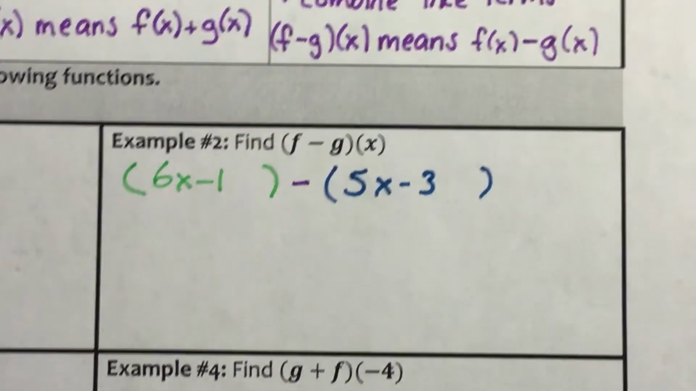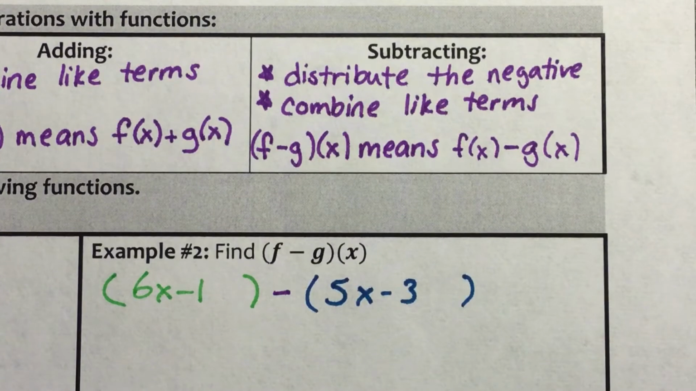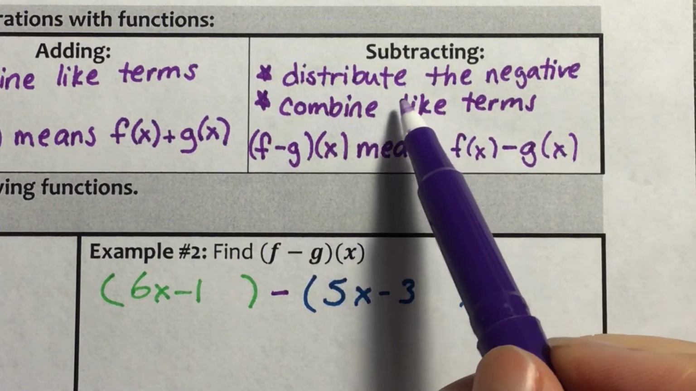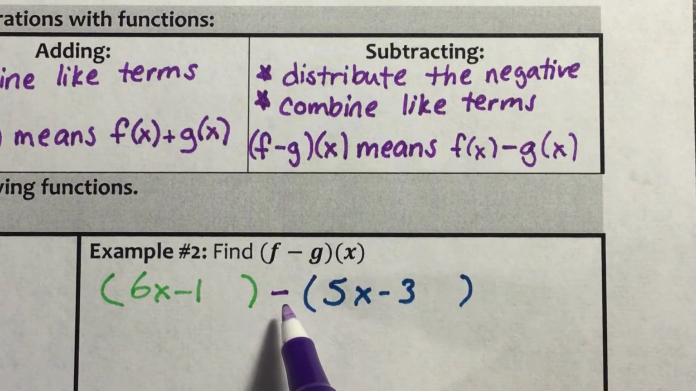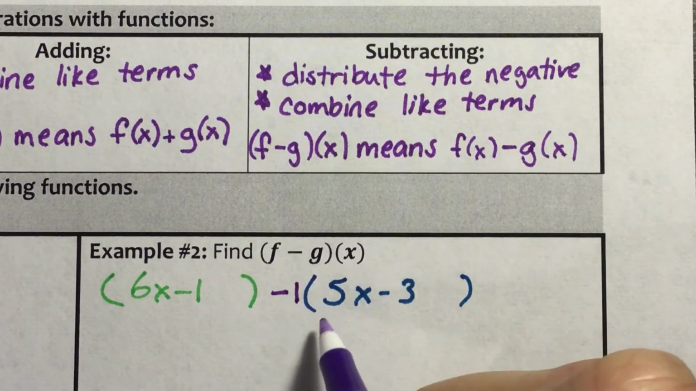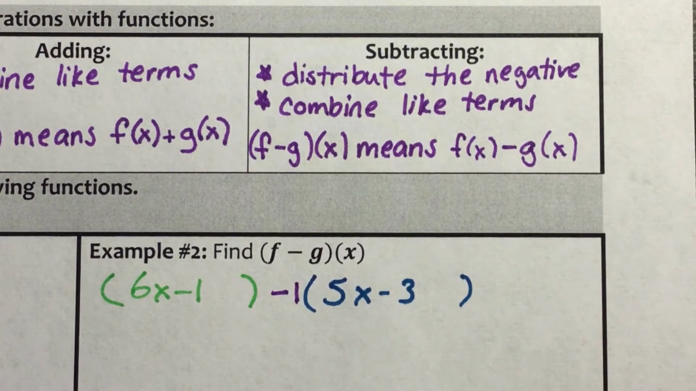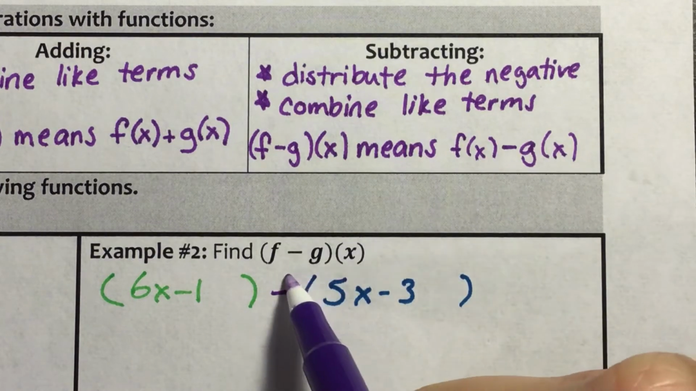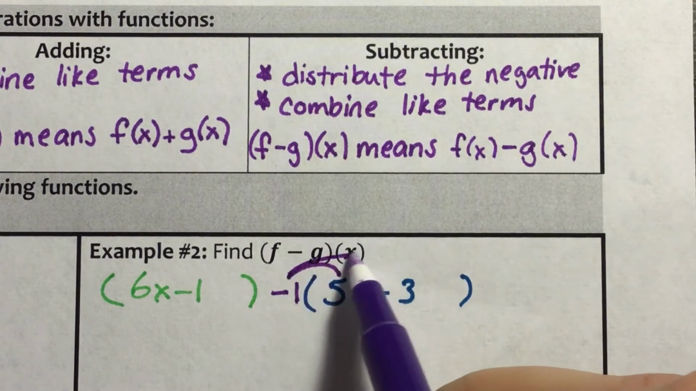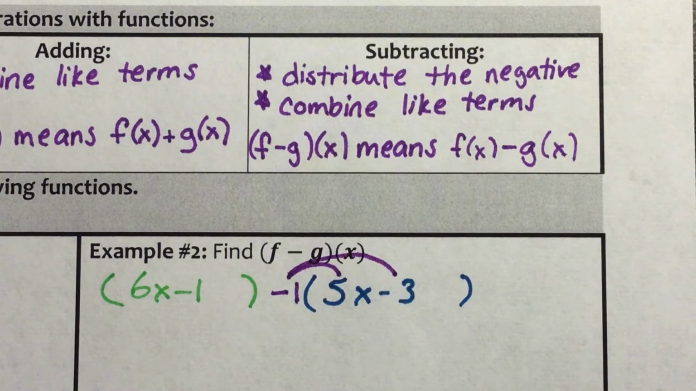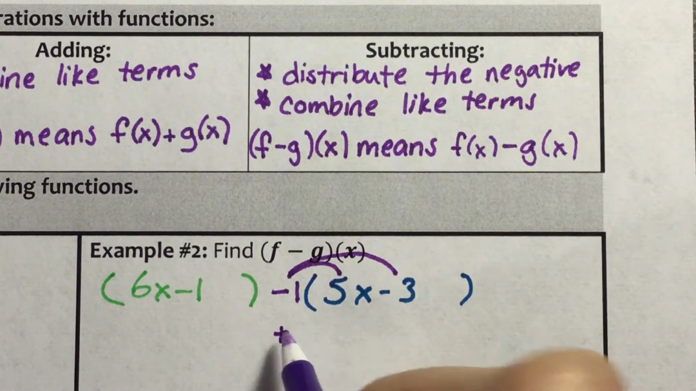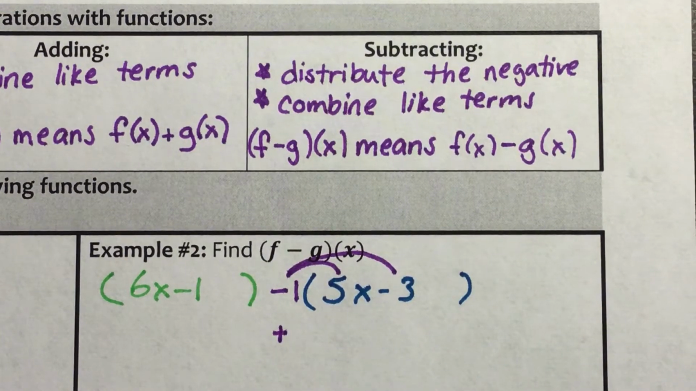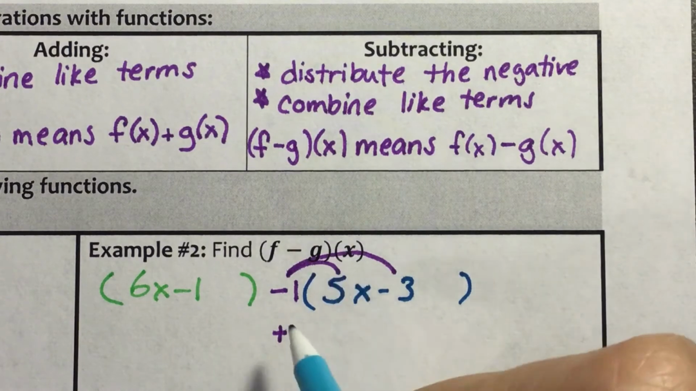Okay, in our instructions up above on the subtracting problems, the first thing we want to do after the setup is distribute the negative. So this negative that's right here, treat it like a -1 multiplied times that second set of parentheses. So -1 times 5x and -1 times -3. And when we do that, the in-between symbol changes to a plus. So it uses up that minus that is in between.